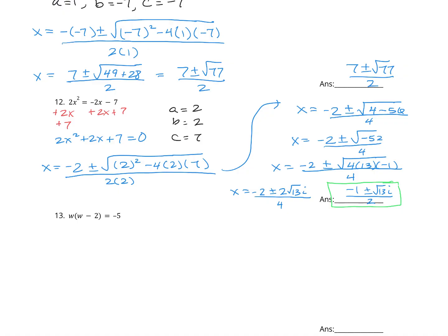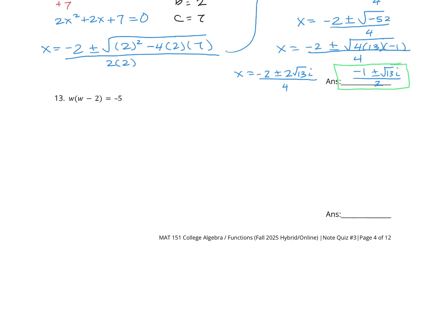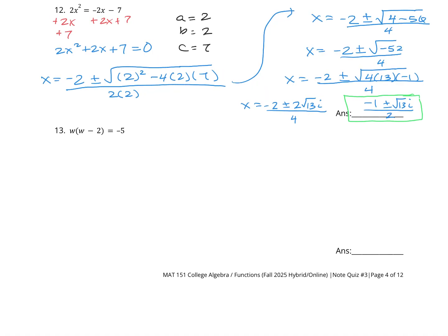Okay, for this next equation, once again, we're going to use the quadratic formula. This time around, you should notice that it's not in the general form like the previous problem. So we're going to first multiply and distribute out. So it's really a w squared minus 2w equals negative 5. Then add the 5 onto both sides. Takes us to w squared minus 2w plus 5 is equal to 0.